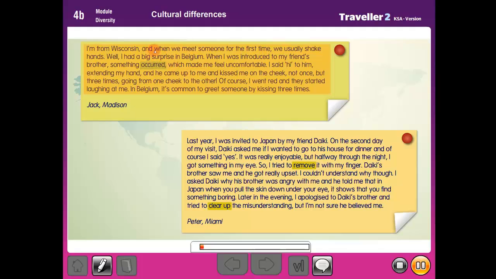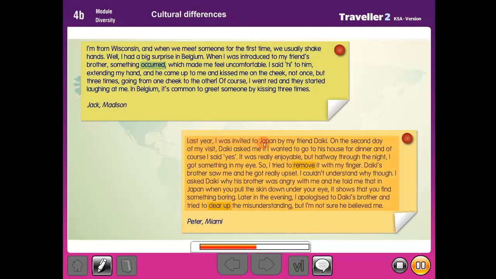I'm from Wisconsin, and when we meet someone for the first time, we usually shake hands. Well, I had a big surprise in Belgium. When I was introduced to my friend's brother, something occurred which made me feel uncomfortable. I said hi to him, extending my hand, and he came up to me and kissed me on the cheek. Not once, but 3 times, going from one cheek to the other. Of course, I went red and they started laughing at me. In Belgium, it's common to greet someone by kissing 3 times. Jack, Madison.